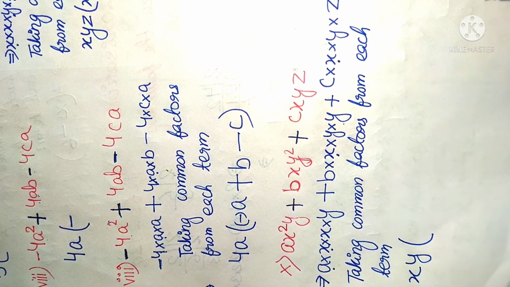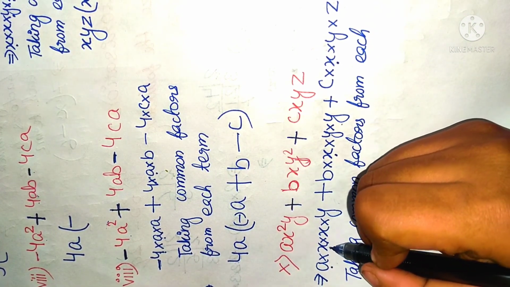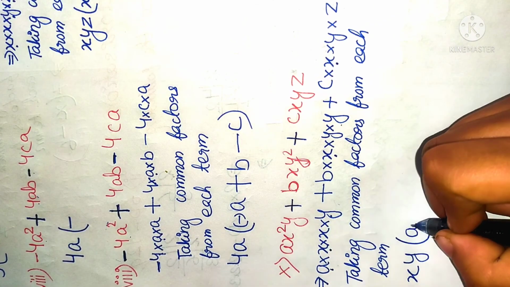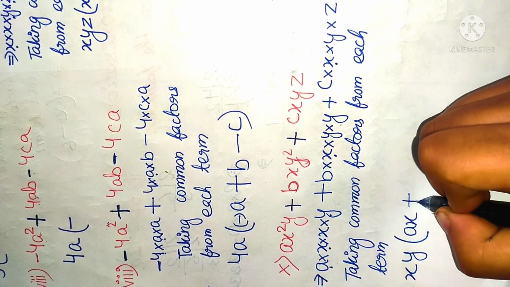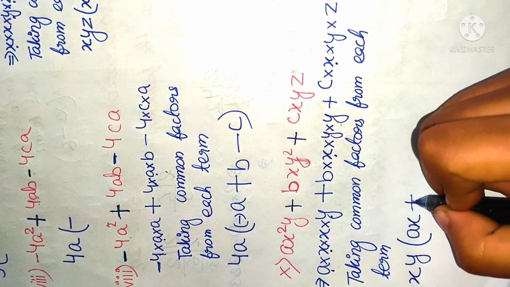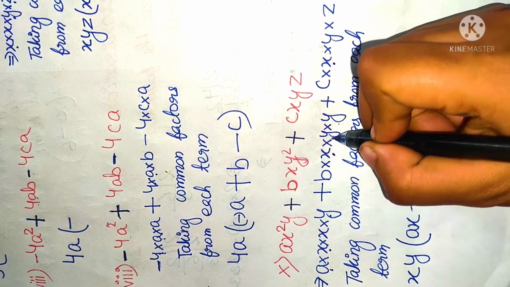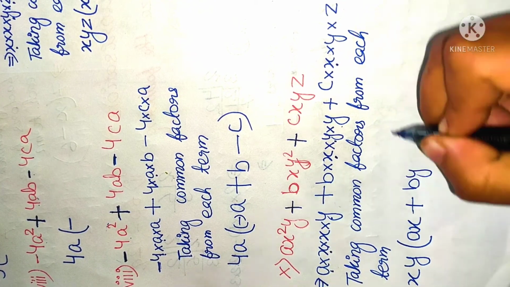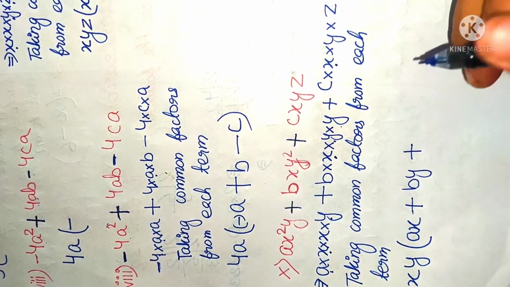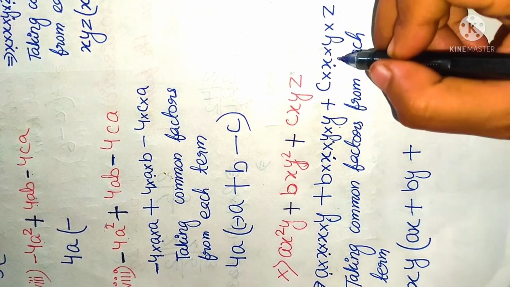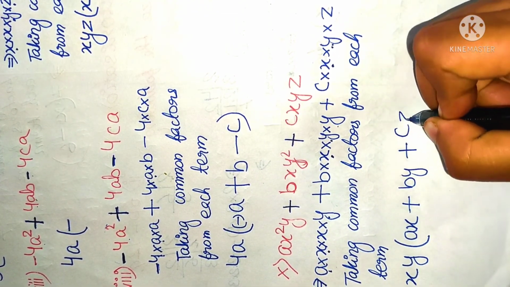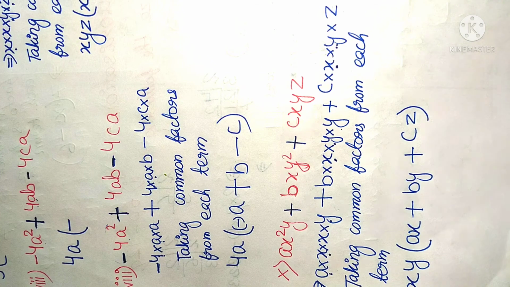So start with the bracket. Here we have taken x and y. So we are left with a and x. So ax will be left over in the first term. Next we will write the separator as it is. Next we have taken x and y, so we are left with b and y, so by. Plus we have separator here, so write plus. Next we have taken xy, so x and y is taken common, c and z is left. So c and z will be here. So this is our final answer.